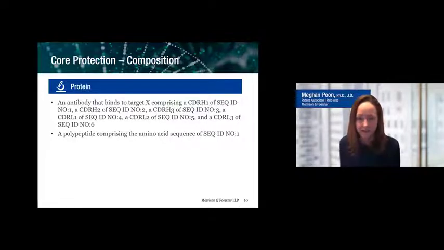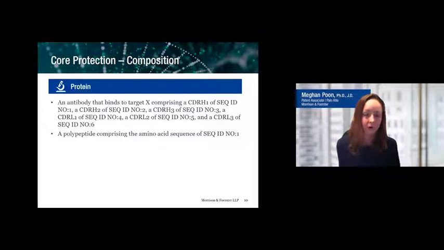So to get more into the nuts and bolts of exactly how we claim and protect biologics, I've provided some exemplary types of claims for various biologics here. So these are composition of matter claims for proteins. As you can see here, the first claim is an antibody that binds to a particular target. And the antibody comprises CDRs that are recited by specific sequence ID numbers.